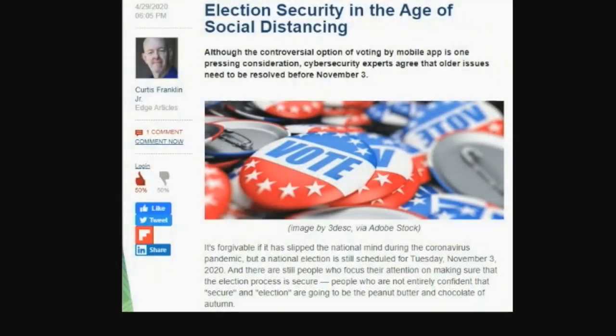It's forgivable if it slipped the national mind during the coronavirus pandemic, but a national election is still scheduled for Tuesday, November 3rd, 2020. And there are, fortunately, still people who are focusing their attention on making sure that the election process is secure, even if those people aren't entirely confident that secure and election go together like peanut butter and chocolate. Now, I don't think that an outsider can tell you whether you're going to have a secure election.